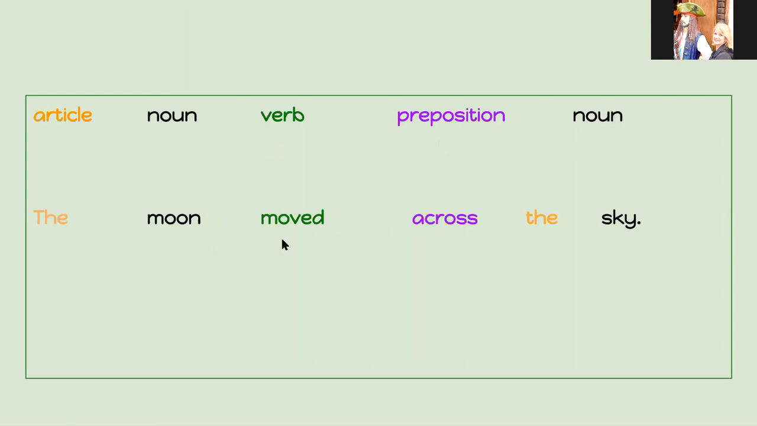The moon moved across the sky. These words were all on the chart, and I had to decide what the moon was moving across, and it made sense to me to say the sky.